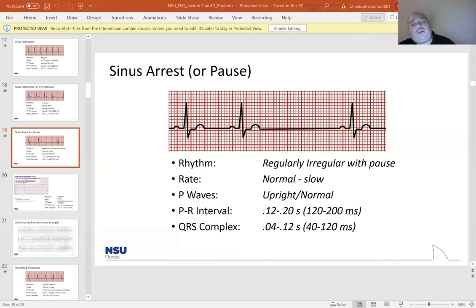All right, hello again. We are going to get into the last half of this lecture. So things we're going to talk about today, where we left off, we're going to talk about things that happen to rhythms. So last time we talked about all of our different rhythms, sinus rhythms, atrial rhythms, junction rhythms, ventricular rhythms, blocks, et cetera, right? So now we're going to talk about some things that you might have seen on the PowerPoint.